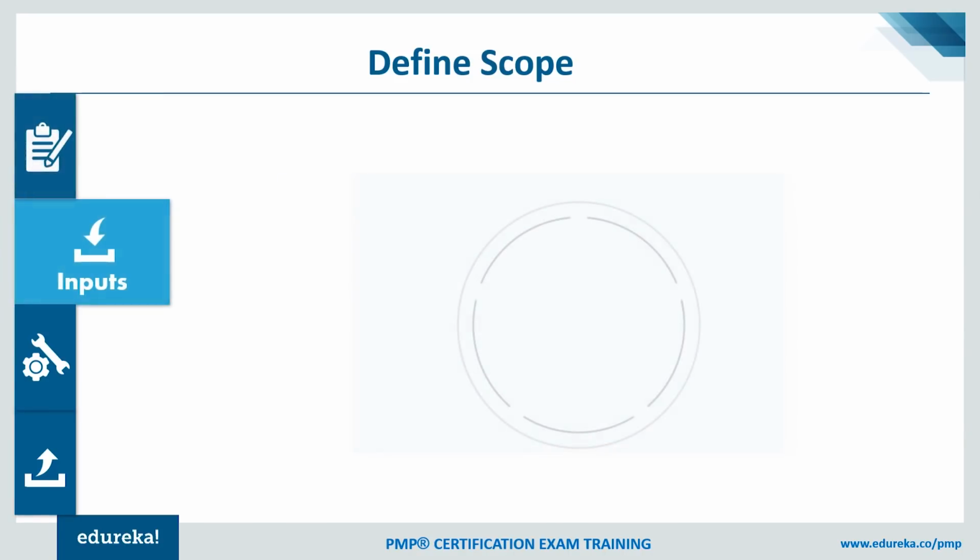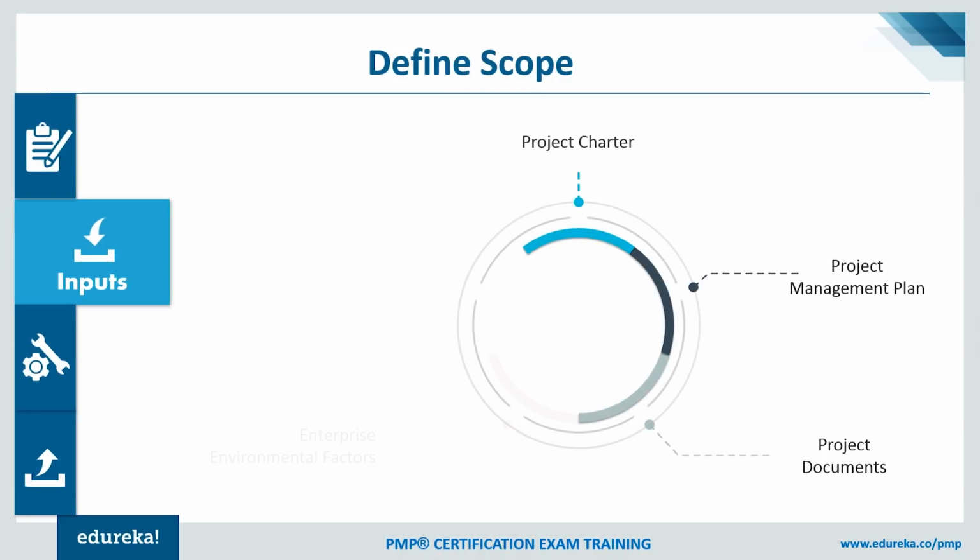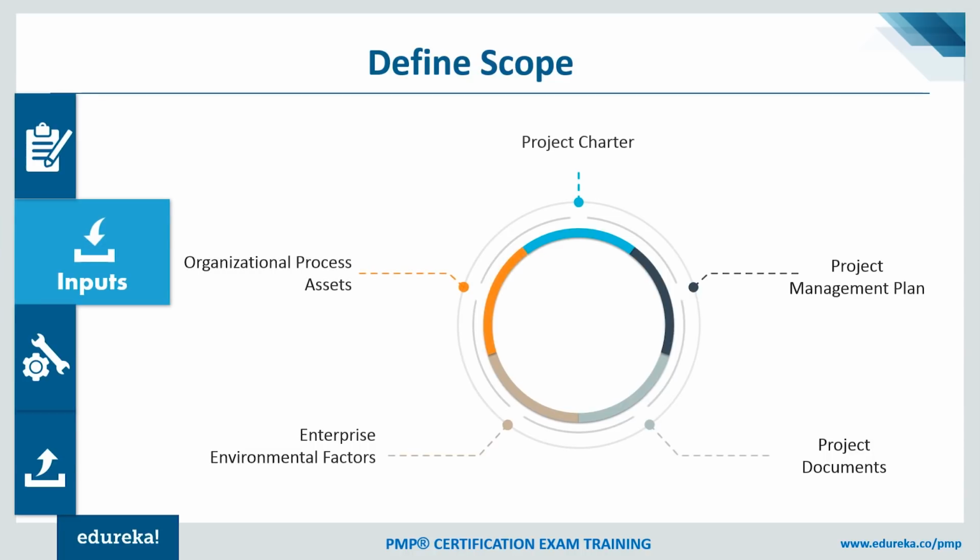What do we use as input to the define scope process? We refer to the project charter, project management plan, certain project documents, enterprise environmental factors, and organizational process assets. In terms of the project management plan, we'll refer to the scope management plan in particular. In terms of project documents, a few examples: the assumption log. If there is any assumption when we try to define scope, we'll have to explicitly mention it, and that really helps us. We can also refer to requirements documentation, things like the risk register, etc. Those are also very useful to refer to while working on this process.